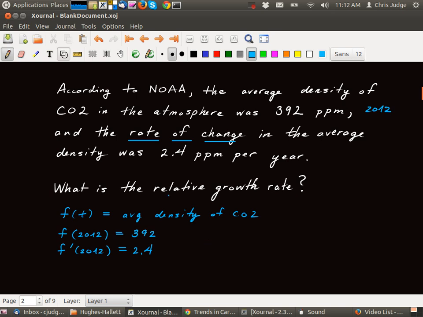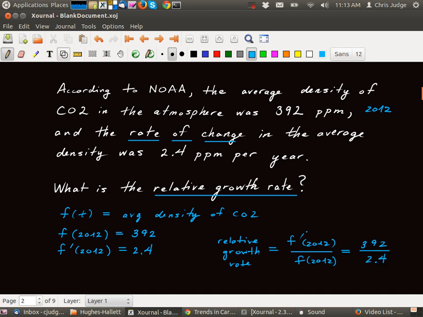Okay, now what's the relative growth rate? Well, this is the formula to memorize: f prime, in this case at 2012, divided by f of 2012, which is 392. So that's 2.4 divided by 392. All you have to do is take the derivative at your point, divide by the value of the function. That's your relative growth rate.